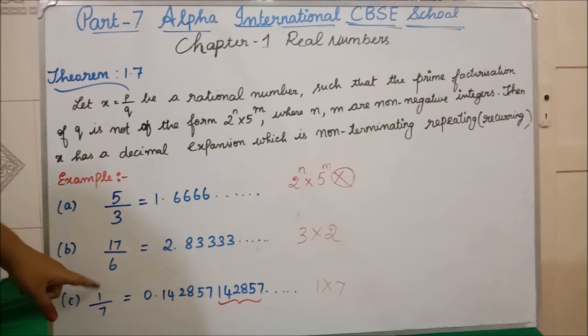Clear? Similarly, you see the denominator part alone. If you see the example 17 divided by 6, can I write 6 as 2 into 5? We cannot write. So I can directly say that 17 divided by 6 is non-terminating recurring. I can say without dividing. Clear all of you? Similarly, you see the denominator part of 7. Can you write 7 as 2 into 5?